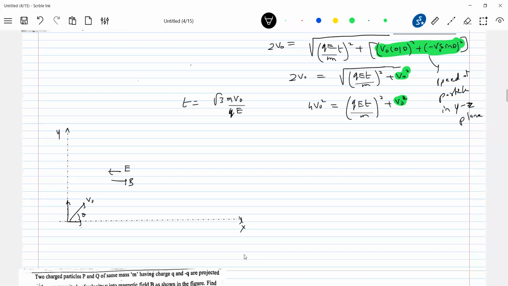Look at the E bar vector. Uniform electric field directed along negative x-axis. Uniform magnetic field directed along positive x-axis. What will be the path of the particle? It's going to be again helical. It's going to describe a circular path in the YZ plane, with retarding motion along the x-axis. So it's going to move in a helical path with a decreasing pitch. So what will happen to pitch? Pitch keeps on decreasing.